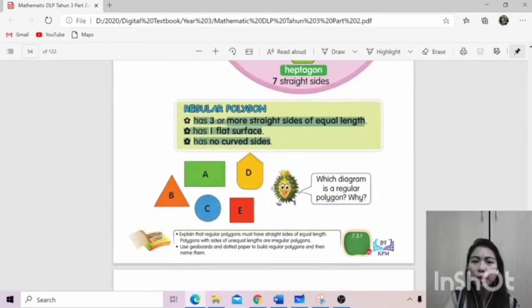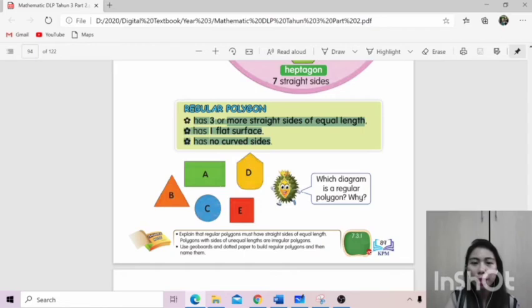Which diagram is a regular polygon? A, is it a polygon? It's a polygon, yes, but is it a regular polygon? No. Why? Because the sides are not equal length. B, is it a regular polygon? Yes, because it has 3 sides and equal length. So B is correct.